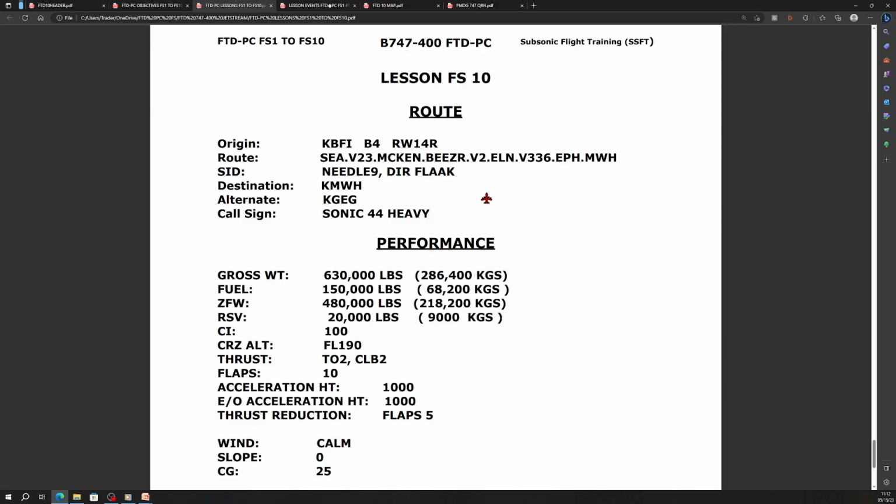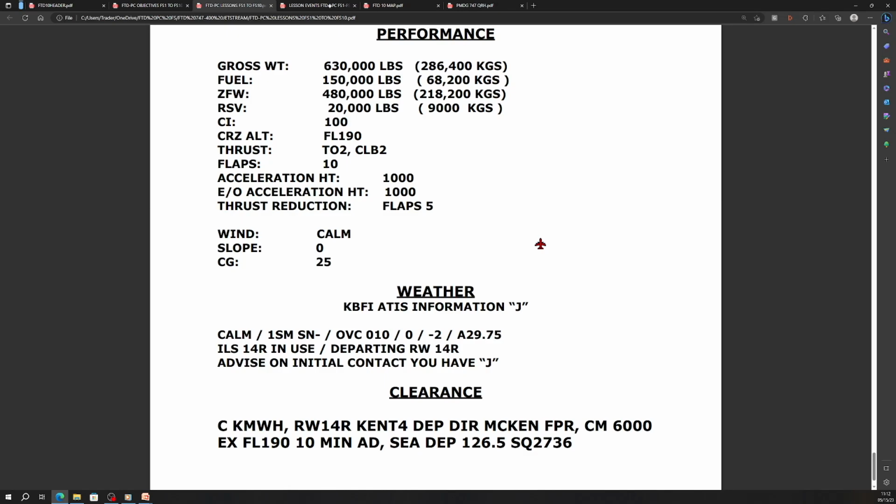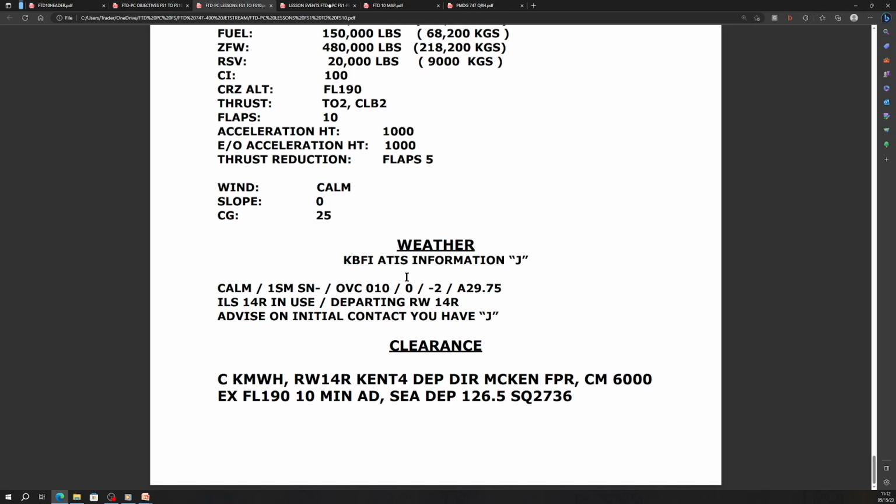We use TO2 with climb 2 armed. It'll be a flap 10 takeoff, and we're back to NADP 2, which is 1,000 feet acceleration height. Flap 5 thrust reduction, and the engine out acceleration height is 1,000 feet via our company procedures. Wind is calm, slope is 0, CG will be 25, ATIS information Juliet will be current.